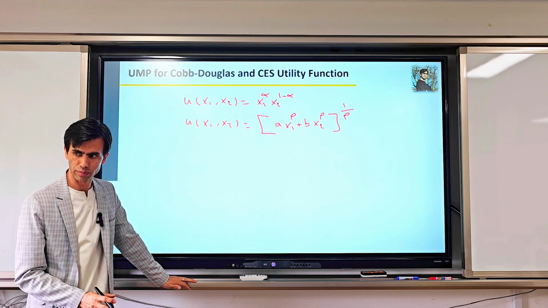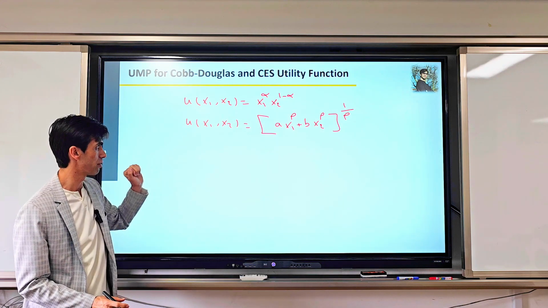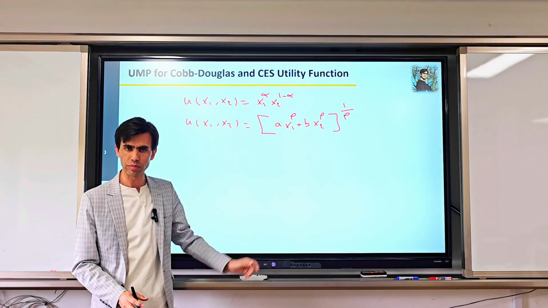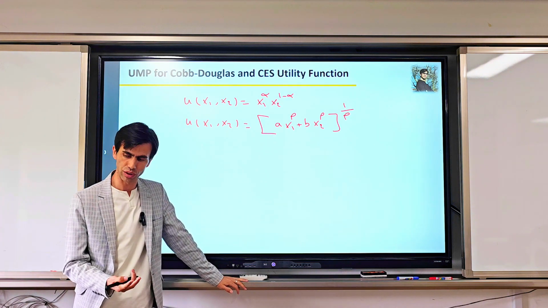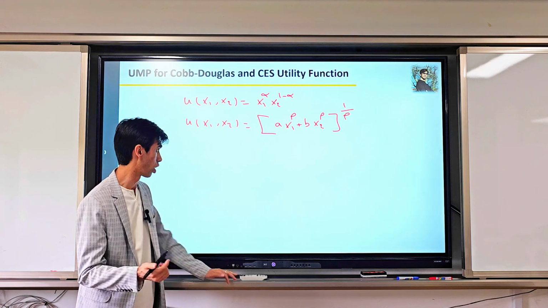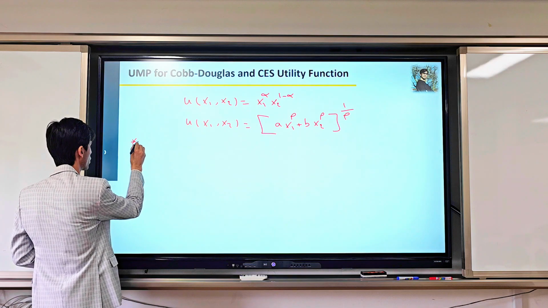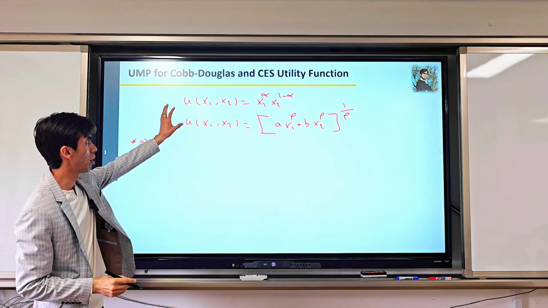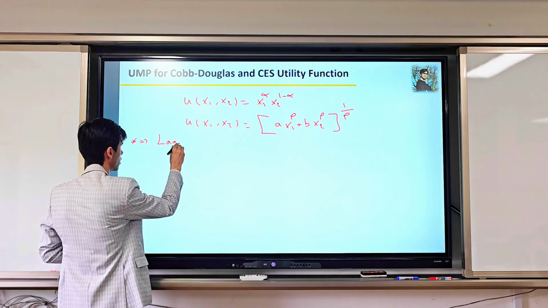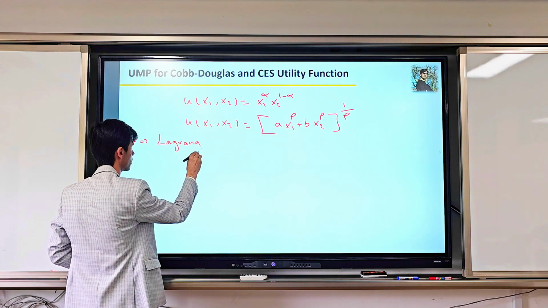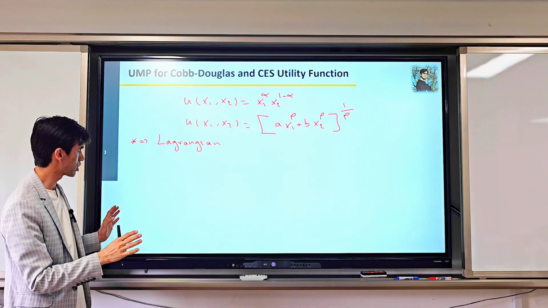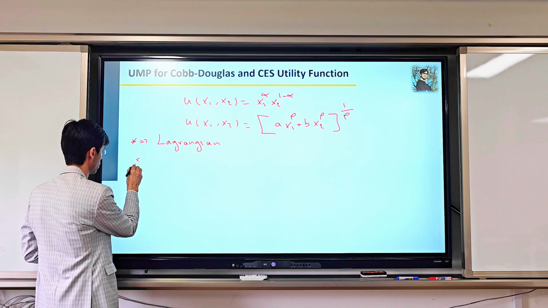Why the same method? Because both of these 2 utility functions are twice differentiable. If you remember the last class, we said if the utility function is twice differentiable, we can use the same method, and that's the Lagrangian method. So the method that we use for the Cobb-Douglas and CES utility function is to use the Lagrangian method. And when we use the Lagrangian method, there are 2 steps.